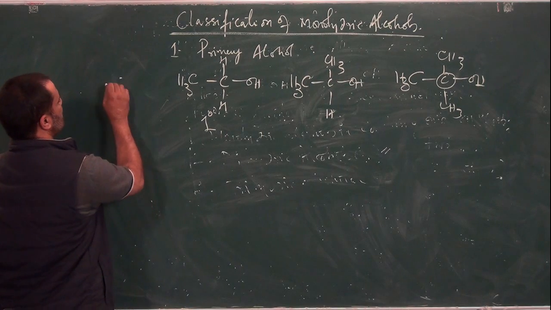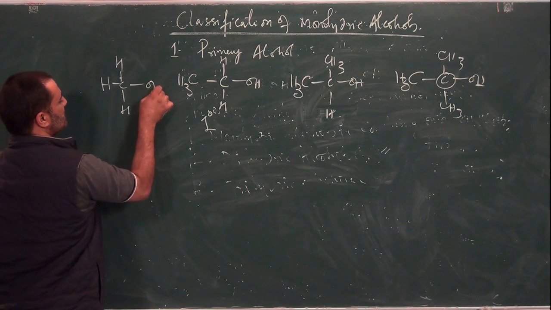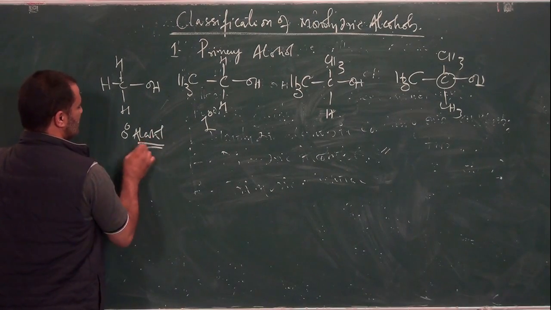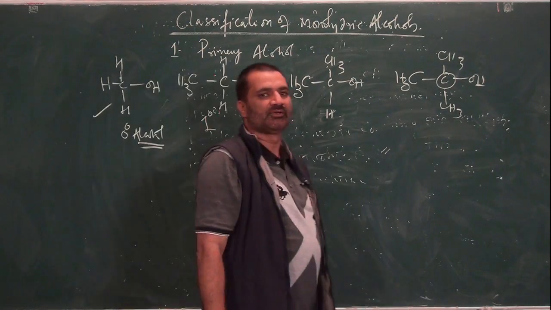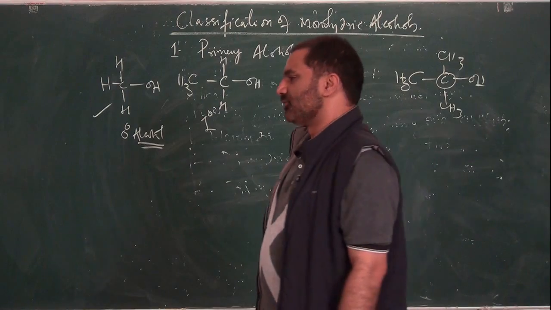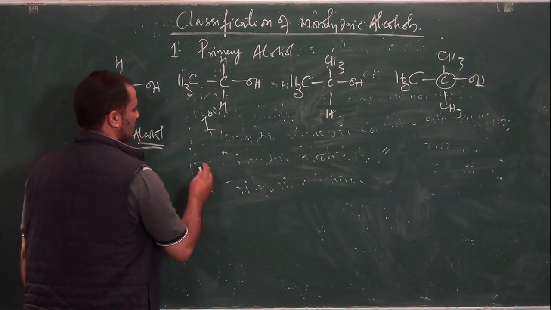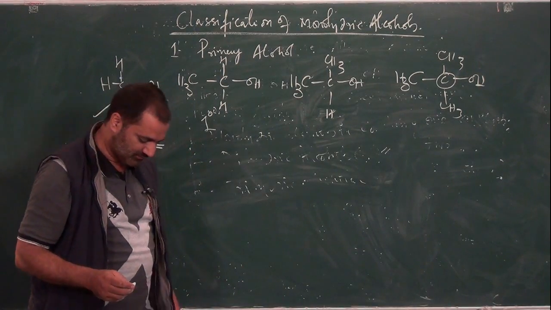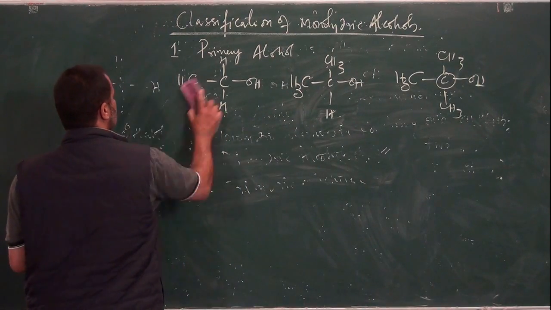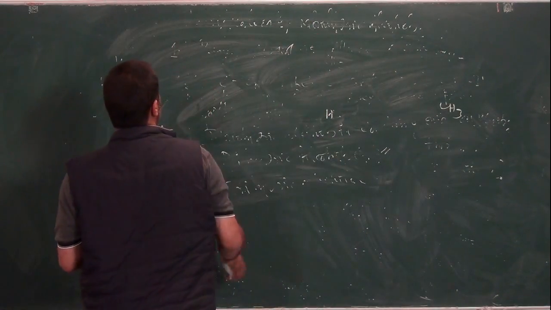So one more, this is methyl alcohol. In certain books it is written as 0 degree alcohol, but it is read as methyl alcohol. So there are certain necessary conditions for a compound to be alcohol. What are the conditions for a compound to be alcohol?